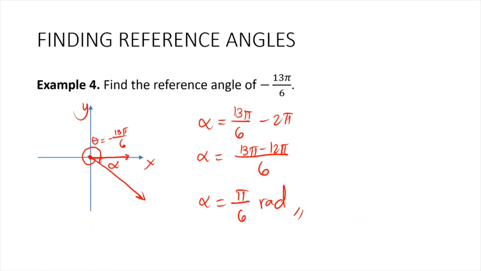So as a summary, to find reference angles, you look for the acute angle formed by the terminal side and the x-axis. Okay, either the positive x-axis or the negative x-axis. And also, regardless of the sign of the angle in standard position, like this one, so regardless of the sign, the reference angle is always positive. Okay.